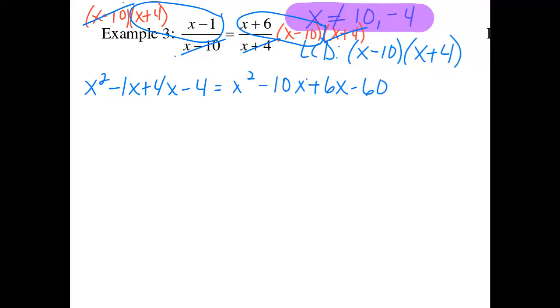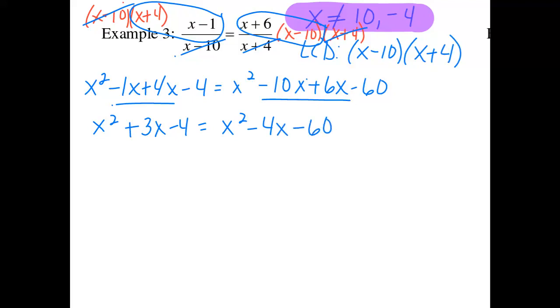Now, again, the good news, so there's kind of a trade-off here. On the last one, we didn't have the FOIL or the box, but we had to solve a quadratic. In this one, we had to FOIL, so we had to do a little bit more work there. But notice the first thing I would do to start solving this is, well, let's combine like terms first. Clean this up a little bit, and then we'll talk about what's going to happen next. Negative 1x plus 4x will give me 3x minus 4. X squared here, negative 10x and 6x will give me negative 4x.